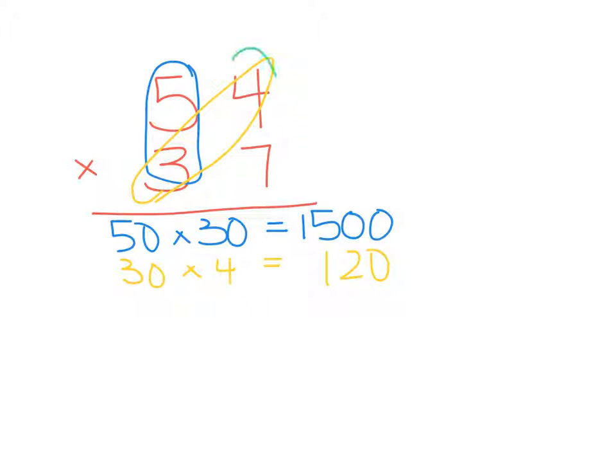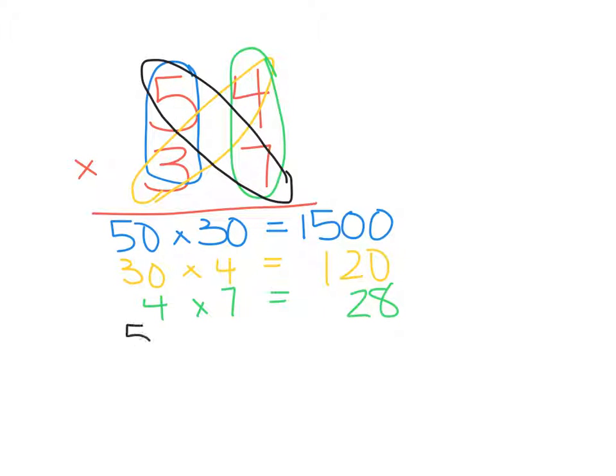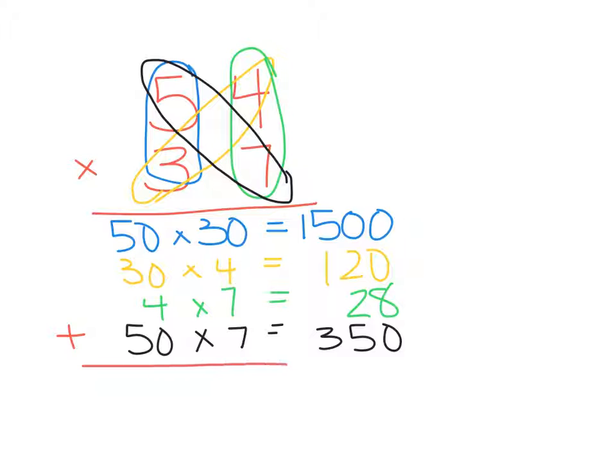Then we have 4 times 7, 28. And last but not least, 5 in the tens place, or 50, times 7, which is 350. Just like before, these are partial products, so we need to add them together. 8, 9, 9, 1. So our final product is 1,998.